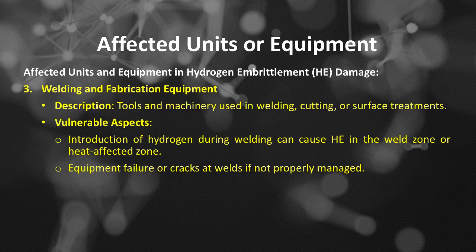Number 3 of affected units and equipment in hydrogen embrittlement damage is welding and fabrication equipment. These are tools and machinery used in welding, cutting, or surface treatments. The vulnerable aspects of welding and fabrication equipment include introduction of hydrogen during welding can cause HE in the weld zone or heat affected zone, equipment failure or cracks at welds if not properly managed.